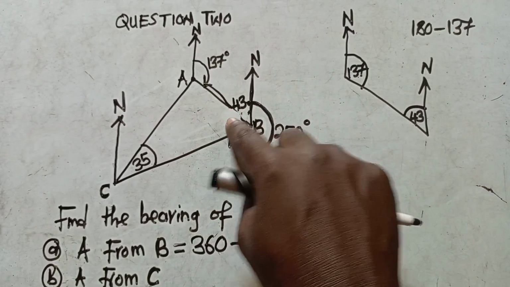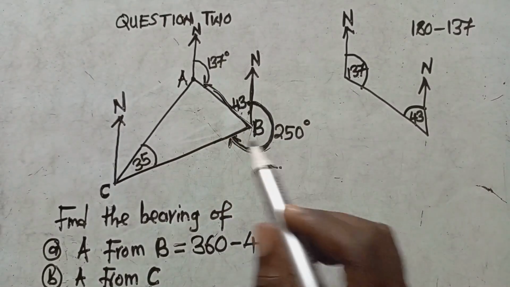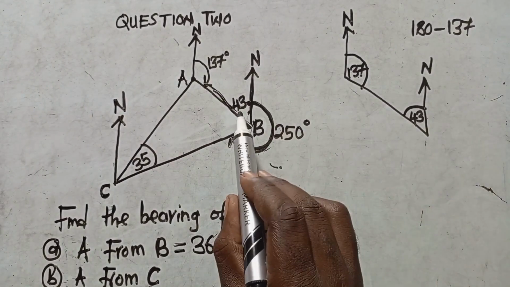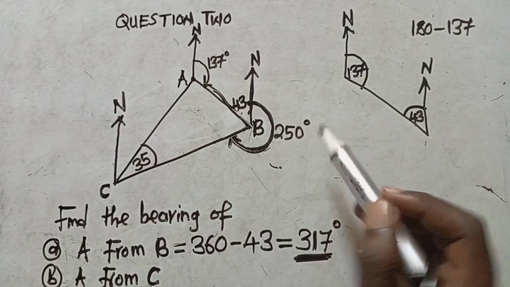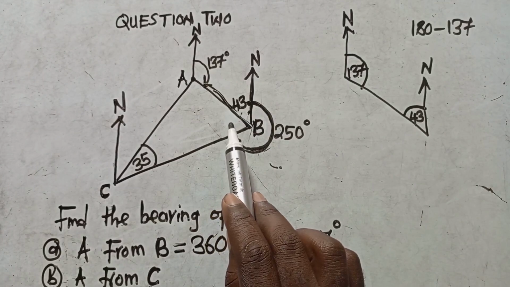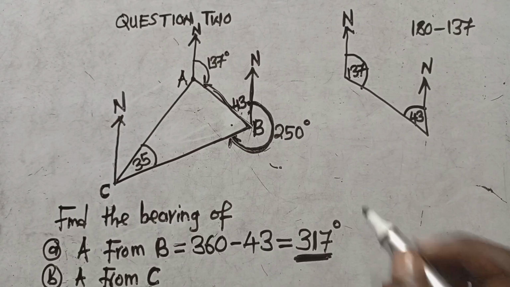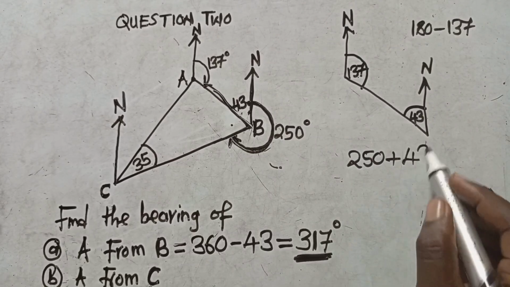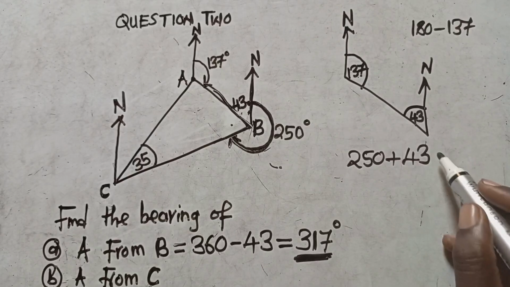I can also find the angle. Before I proceed, I can find the angle that is there now. So this part that is here is 250. Then that one is 43. So I can add the two, subtract from 360, so that I'm able to find what is here. If I want, since we are revising through, I'll just say 250 plus 43. So when I add 250 plus 43, what answer am I going to get?